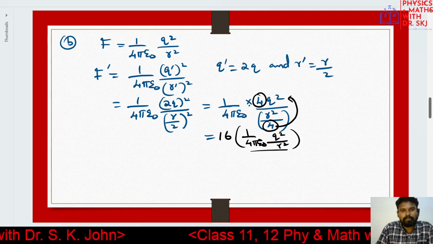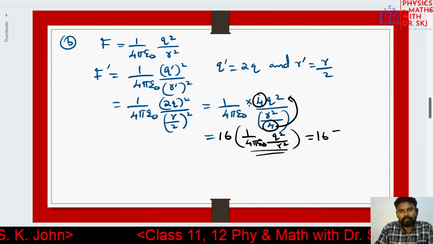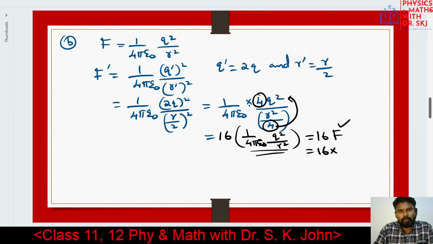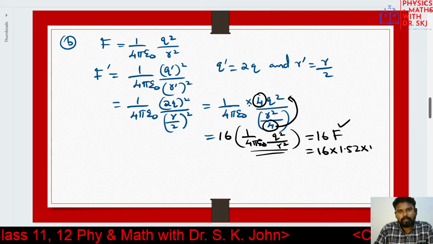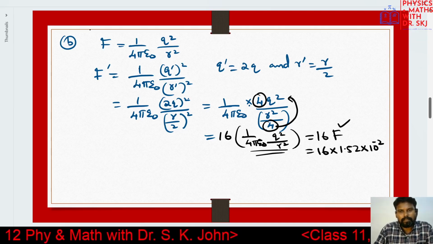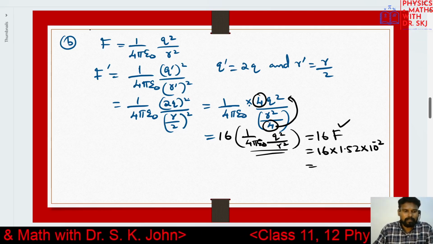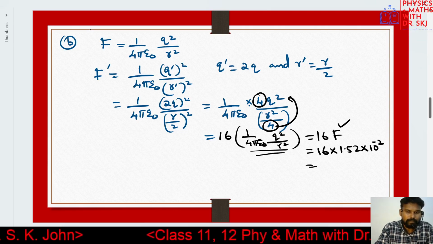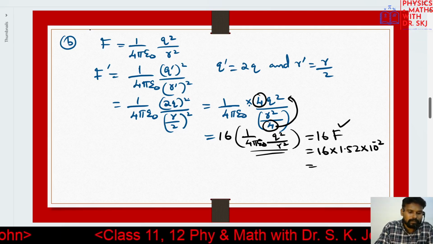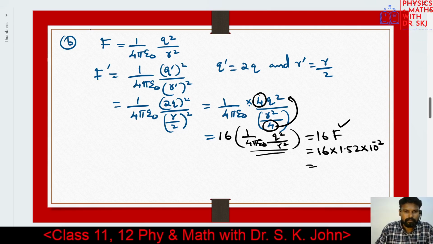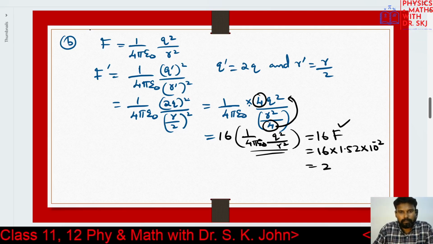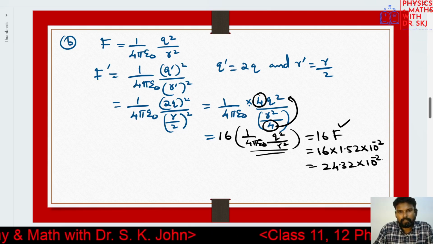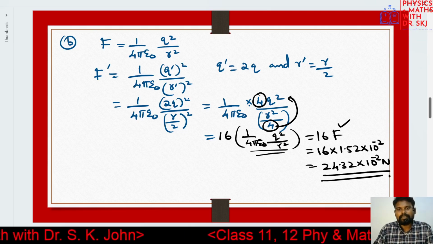This is the previous force. So 16 times F. The previous force we have calculated is 1.52 into 10 raised to minus 2, right? So if you multiply, you will get the answer. 16 times 1.52 is 24.32 into 10 raised to minus 2 Newton. Okay, so this is the new force.